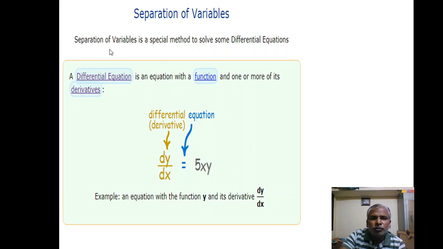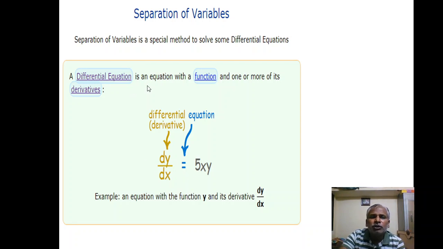This is separation of variables. Separation of variables is a special method to solve some differential equations. That is the first, basic method to solve a differential equation. Suppose a first order differential equation of first degree is dy by dx equals phi of x, y. This is the first derivative with degree 1, and phi of x, y is the function. That is a first order first degree equation.